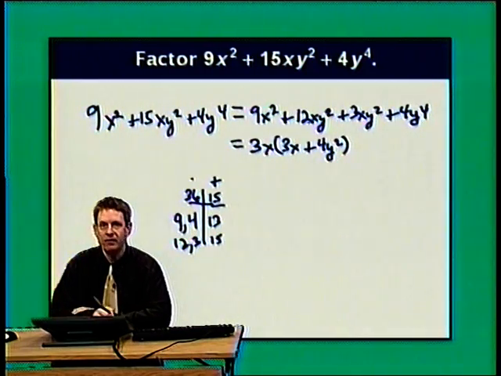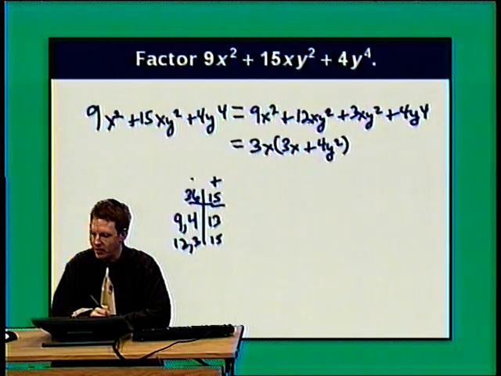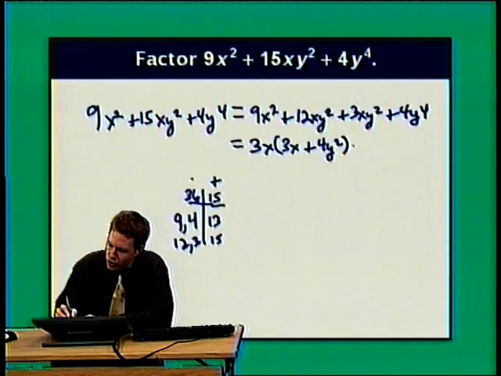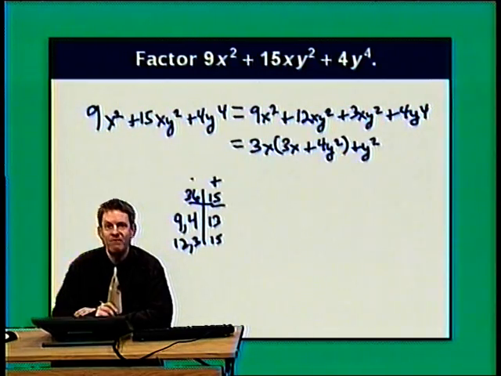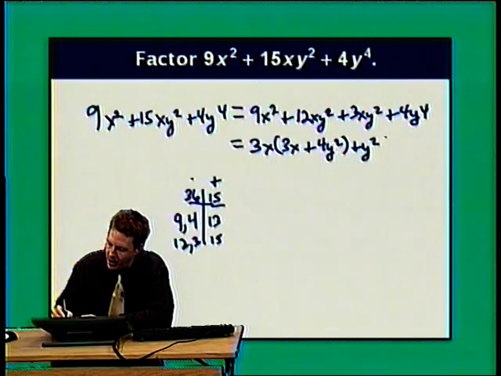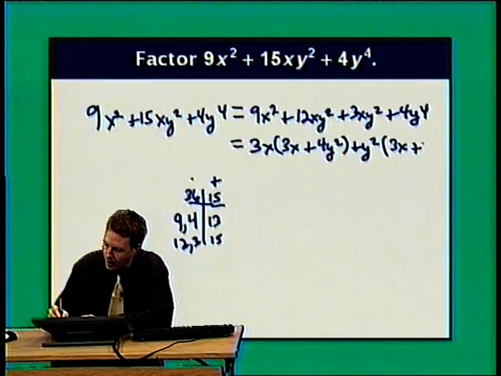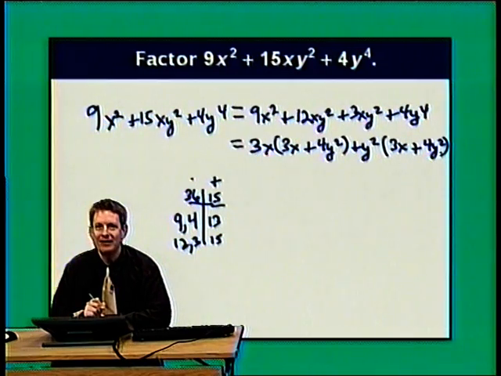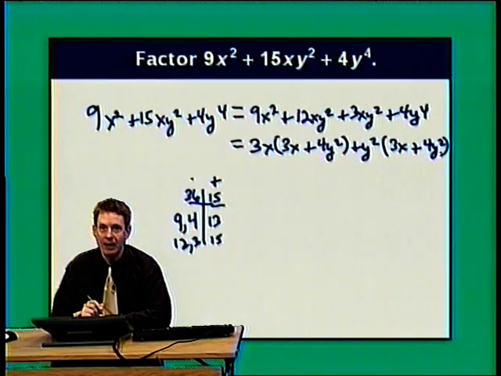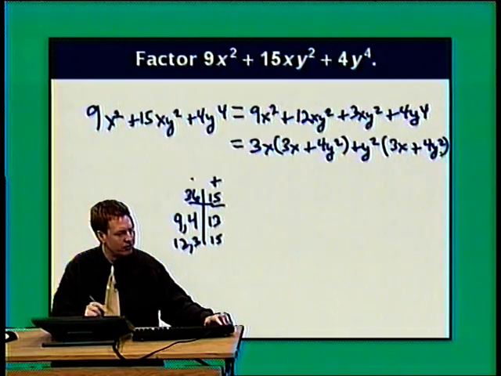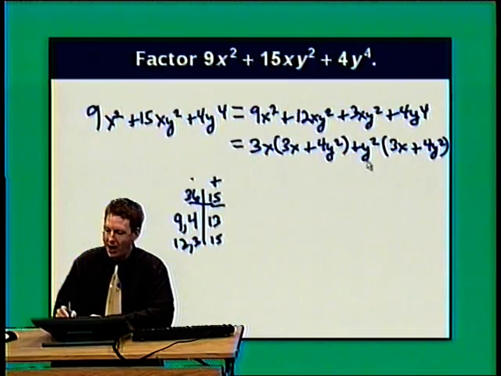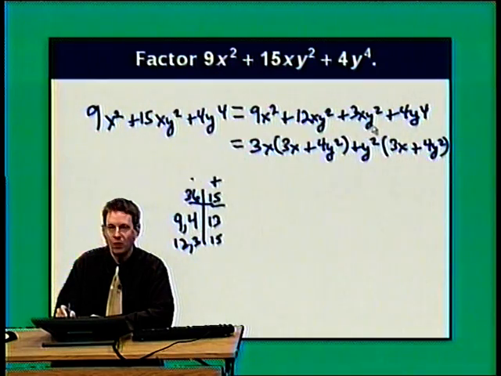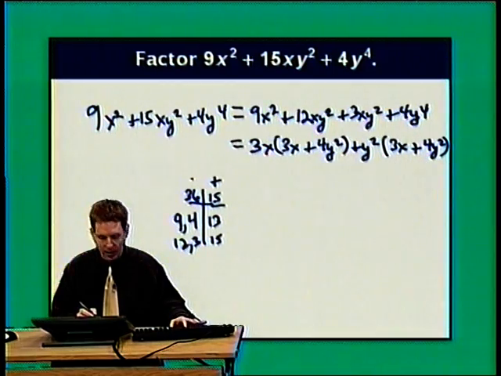So let's move on to the final two terms. The coefficients have no common factors other than 1, but both terms have two factors of y. So let's factor out y squared. What do I leave behind? I leave behind 3x plus 4y squared. Hot diggity dog. I left behind the same binomial I left behind in my first factorization. Let's make sure I didn't make a boo-boo here. Y squared times 3x is 3xy squared. Y squared times 4y squared is 4y to the fourth. So I'm good to go.